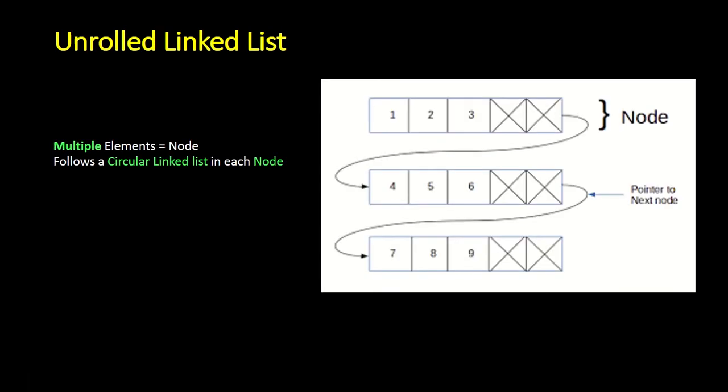So we have the unrolled list. This one here has multiple elements in each node. Just like our representation right here, this whole array or box stores multiple elements in one node, unlike the usual singly linked list or doubly linked list. It only contains one data type. It follows a circular linked list in each node, so that you can utilize all the available spaces in each node.